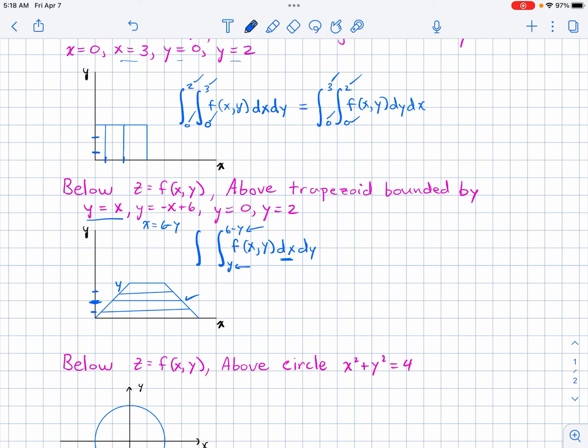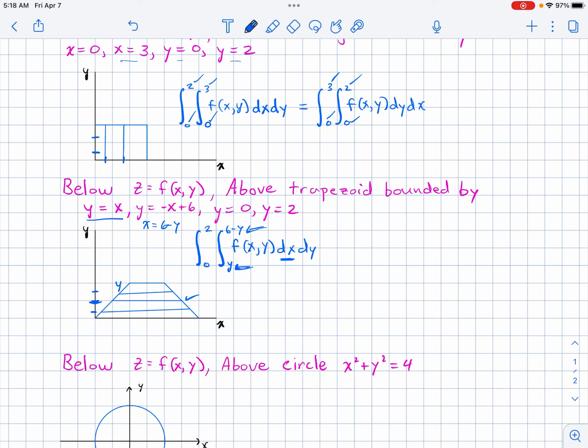Now what does y do? Well, y goes from 0 to 2. Like that. So you notice, since we don't have a perfectly rectangular region down there, it's a trapezoid in this case, we do have variables in our bounds of integration. And since I'm integrating with respect to x, I need those bounds to be in terms of y.